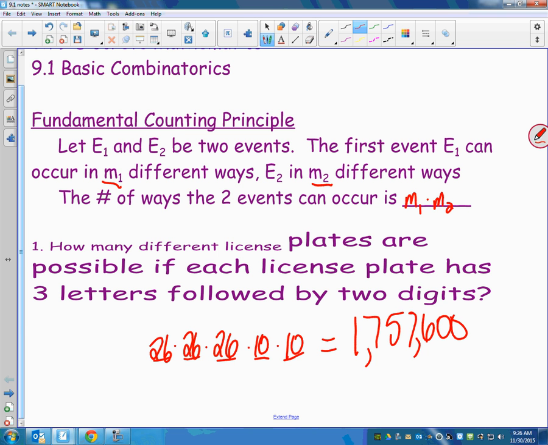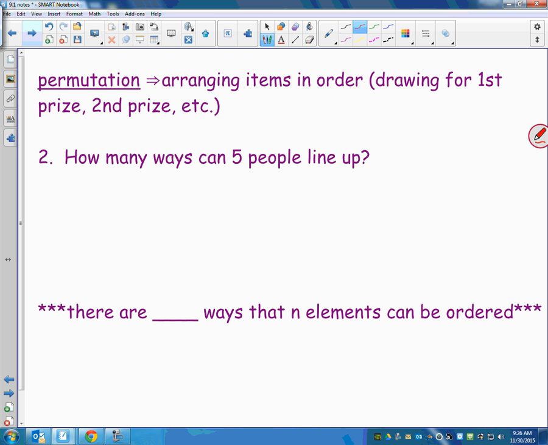1,757,600. Questions about that? All right. Then we have these things called permutations and combinations. Remember that? Yeah.